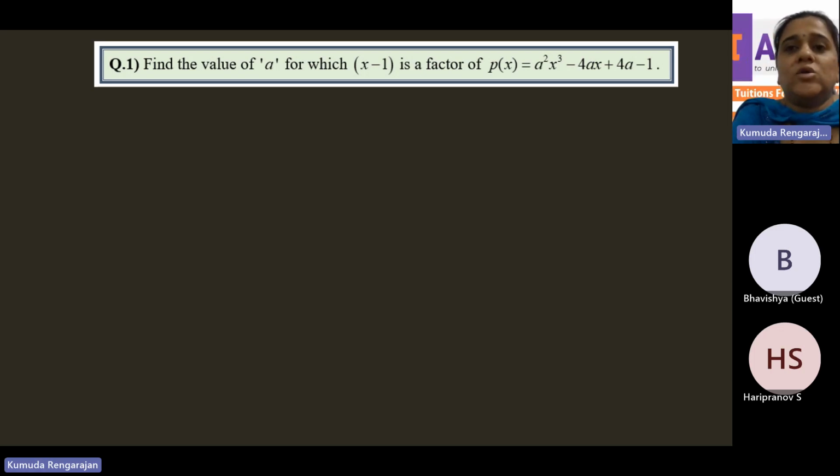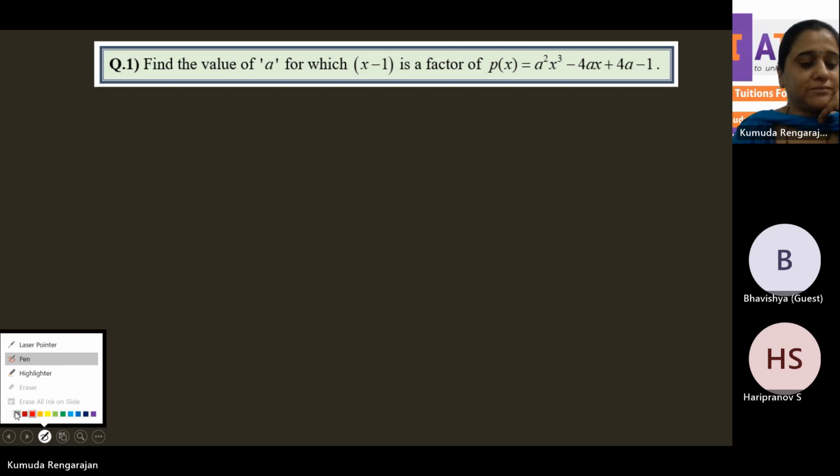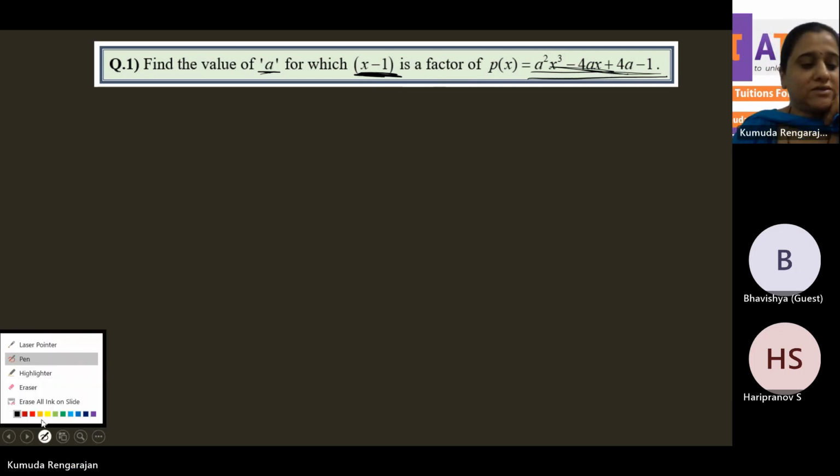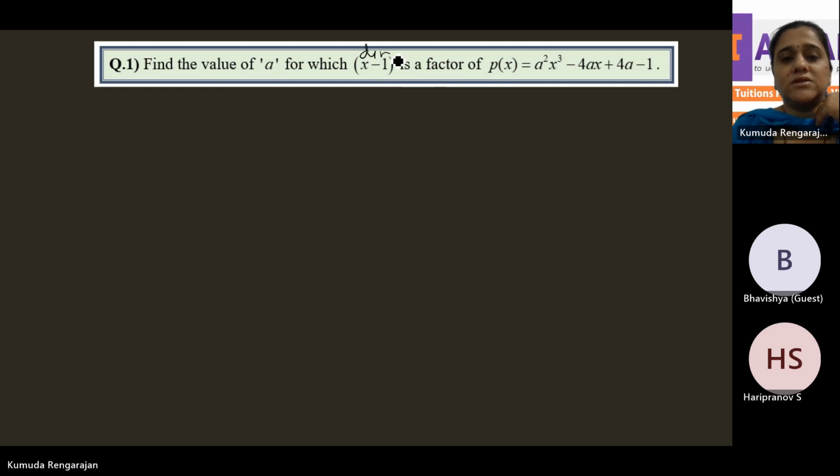Find the value of A. Don't write anything. Find the value of A for which x minus 1 is a factor of P of x. So find the value of A for which this divisor is a factor of P of x. P of x is the dividend, and this is the divisor. For what value of A will this be a factor of P of x?